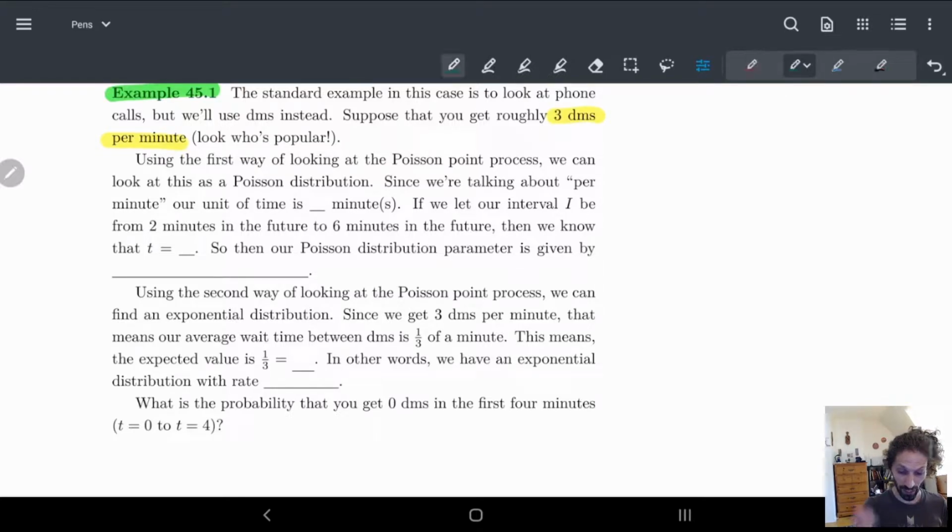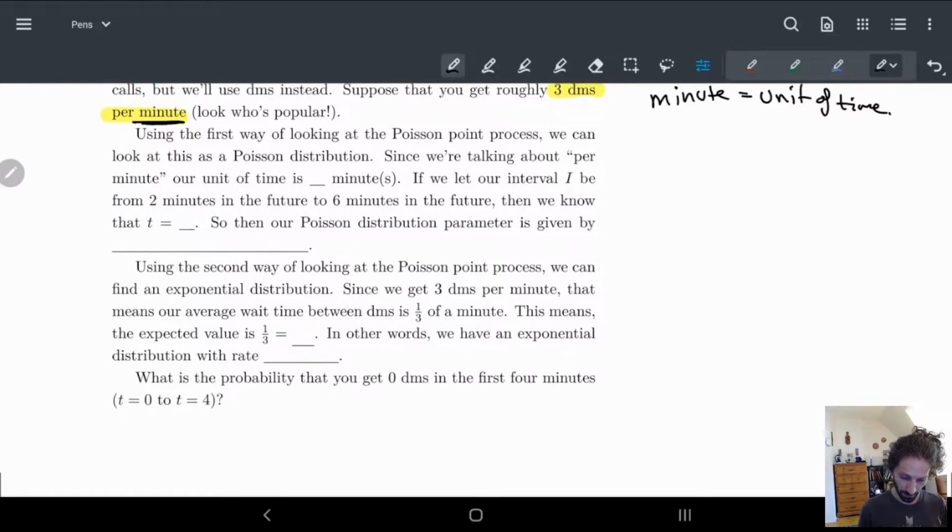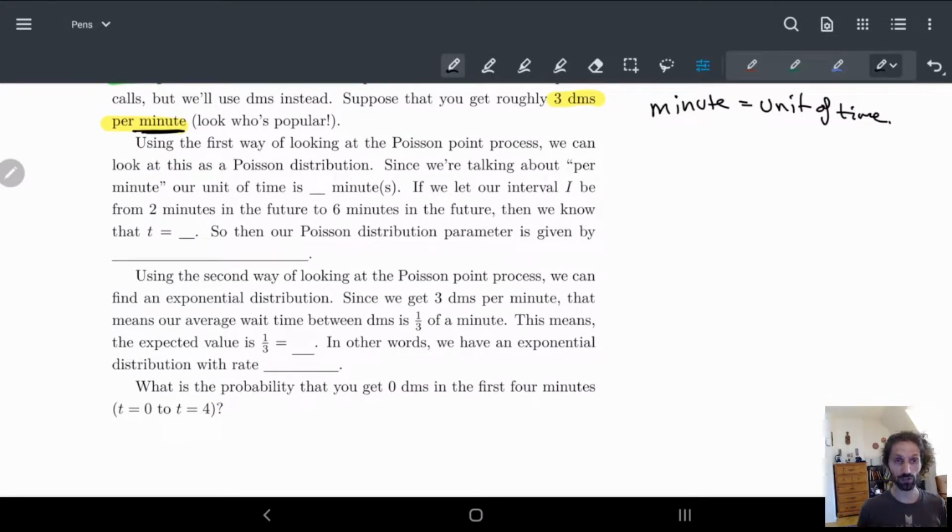So the first thing I should see right away when I look at this is "per minute." So minute is my unit of time, and I'll note that on the side. So what we can do is set up some variables and figure it out from there. First, we're going to look at things the Poisson distribution way, and then we'll look at an exponential distribution and start asking questions.